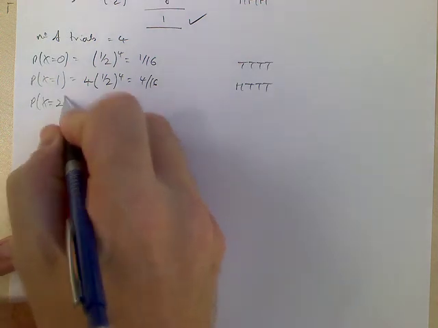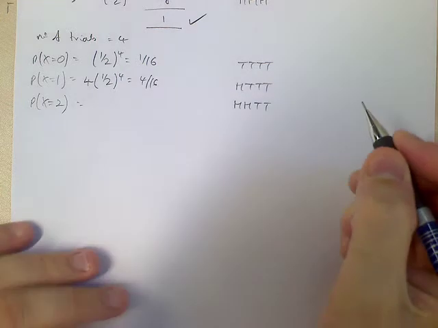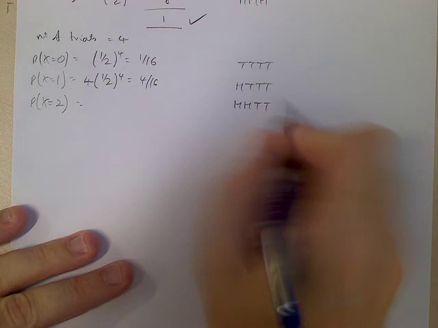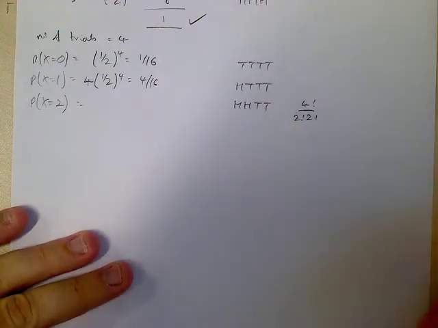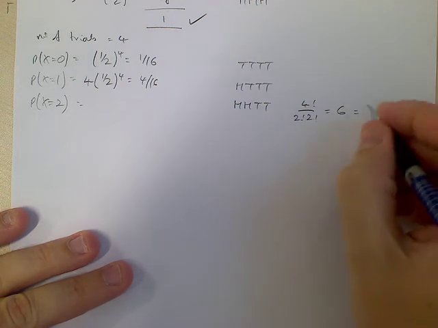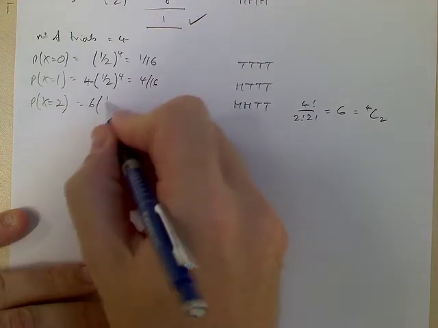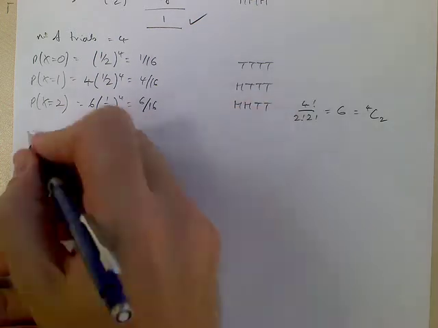Probability of x is 2. Head, head, tail, tail. Now here I've got to think, how can I do this? What am I doing? I'm arranging 4 things, 2 of which are heads and 2 of which are tails, which is 6, which is also 4 select 2, 4 choose 2. So here I've got 6 lots of a half to the power of 4, 6/16.